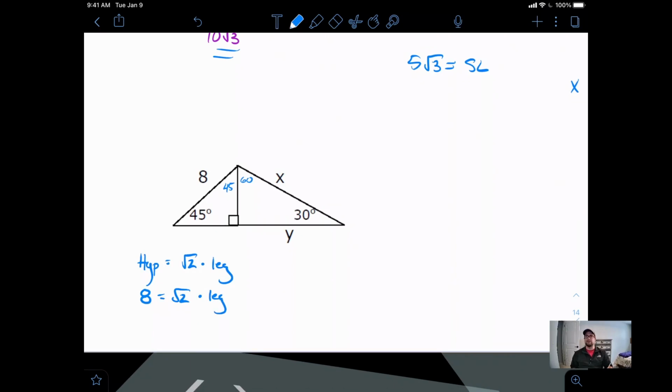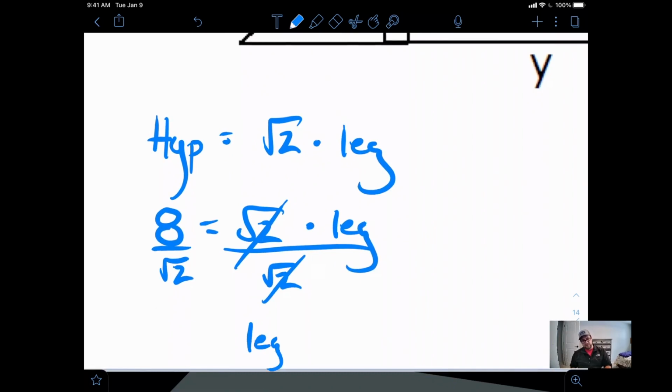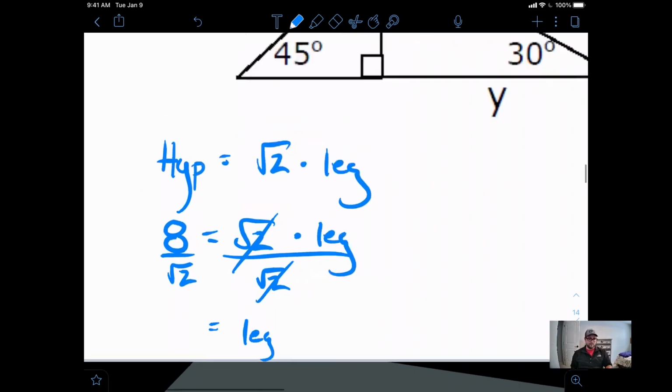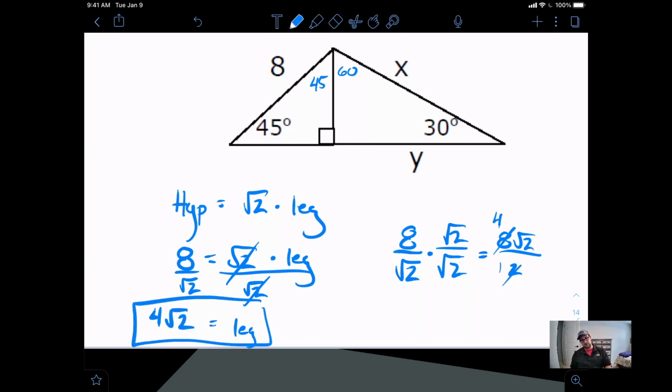Since I'm trying to figure out the length of the leg, let's divide off the square root of 2 on both sides. That will isolate the length of the leg. 8 divided by the square root of 2, we'll need to rationalize, so square root of 2 over square root of 2. This will be 8 square roots of 2 over 2, which will reduce to 4 and 1. So 4 square roots of 2 will be the length of our leg.